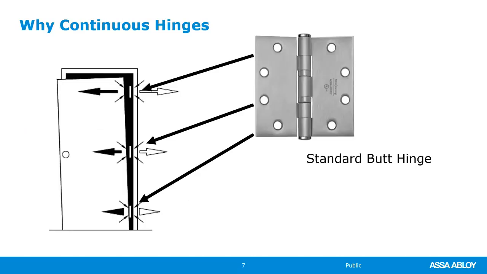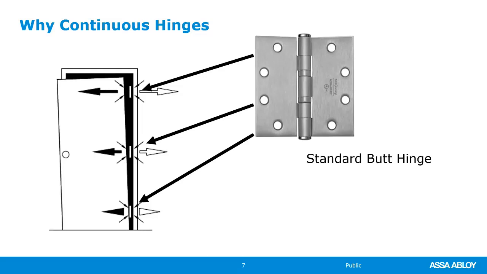Why do we need continuous hinges? Well, it's quite simple. Due to the laws of gravity, there is generally more load and stress concentrated on the top butt hinge. The top hinge bears about 70% of the weight of the door. Also, over time, on hollow metal doors and frames, the reinforcement weld plate tends to break.